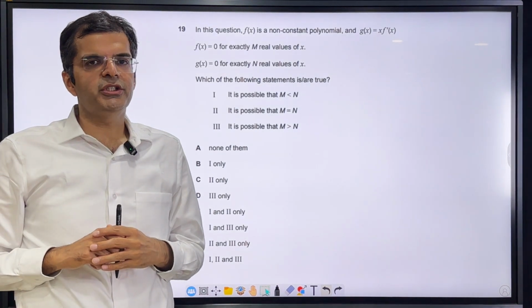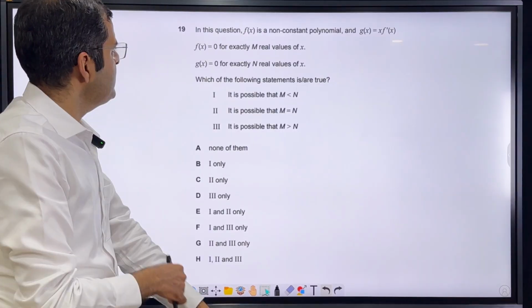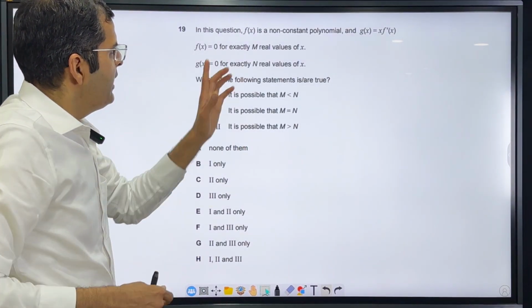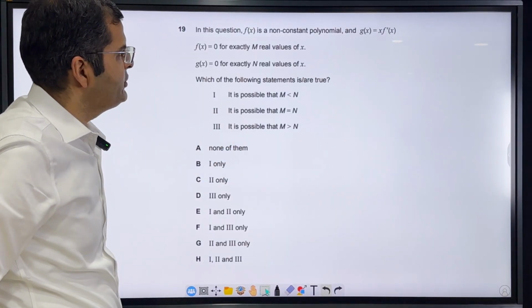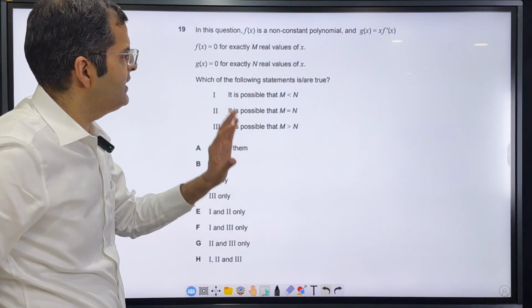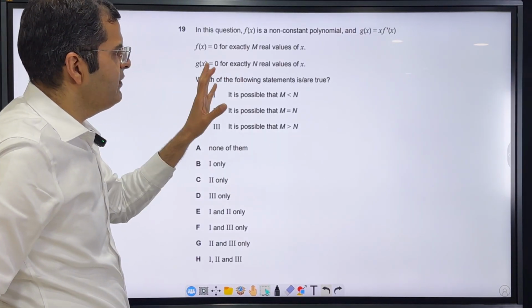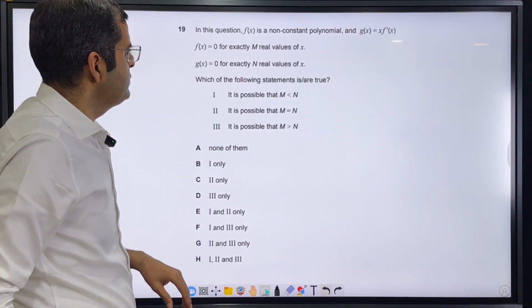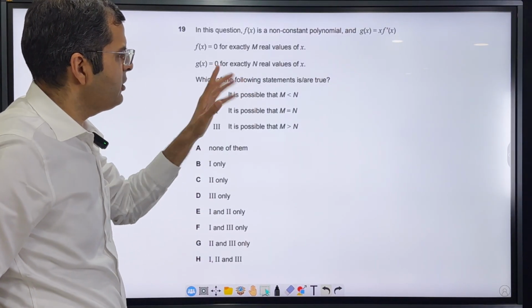This is the 19th question of TMUA 2023 exam paper 2. Question says: in this question, f(x) is a constant, non-constant polynomial and g(x) is x times f'(x). f(x) equal to 0 for exactly m real values of x. g(x) equal to 0 for exactly n real values of x. Which of the following statements is or are true?